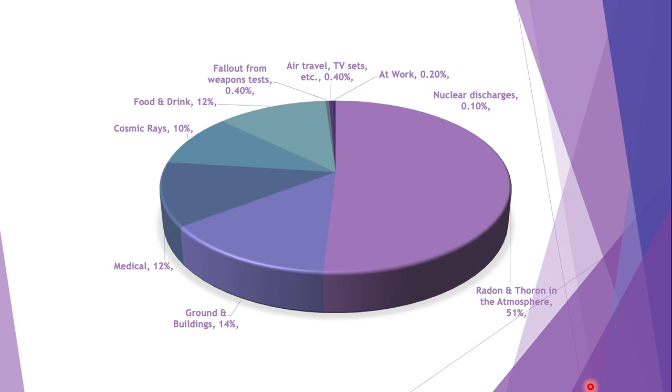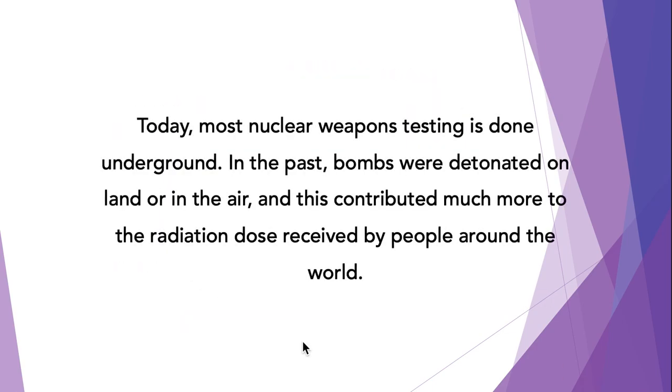low. Because today most nuclear weapons testing is done underground. But in the past, bombs were detonated on land or in the air. And this contributed much more to the radiation dose received by people around the world. Now they are done underground, so it has decreased the percentage, decreased the radiation dose.